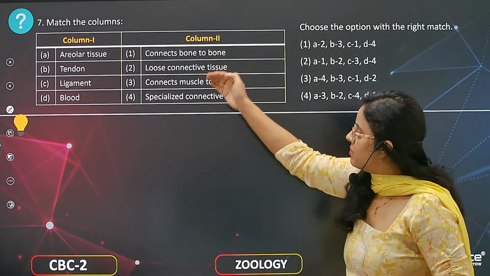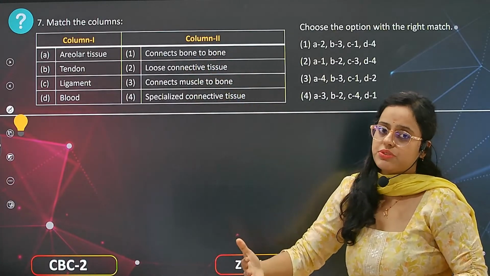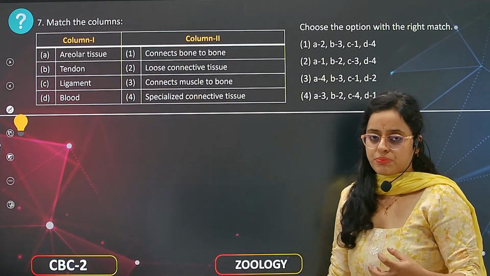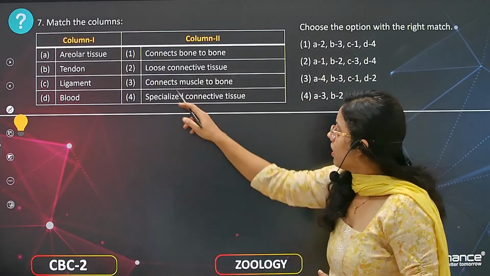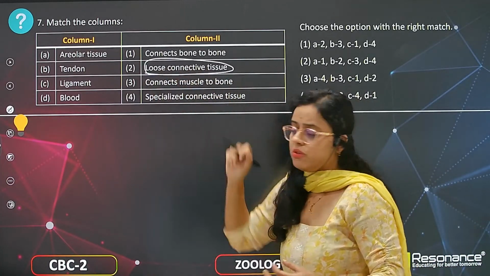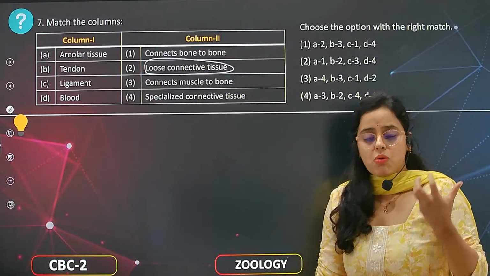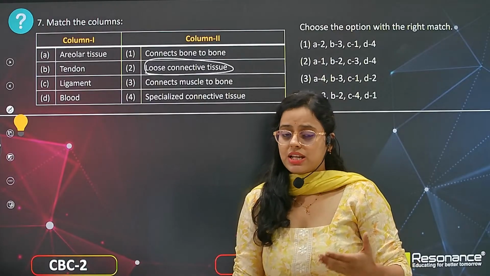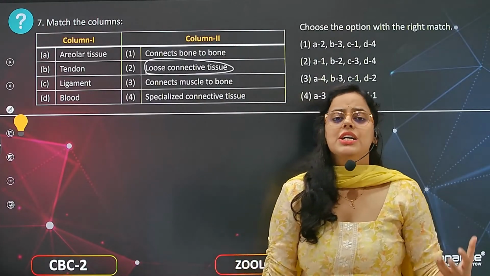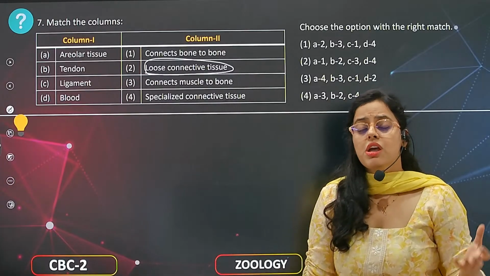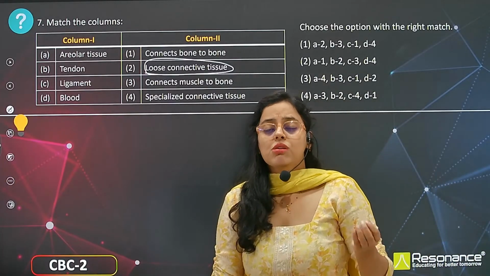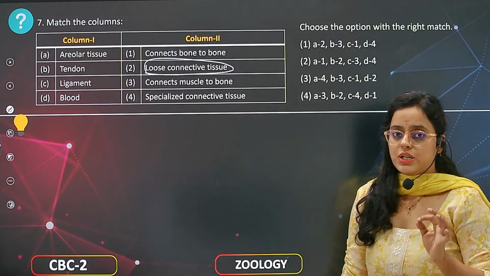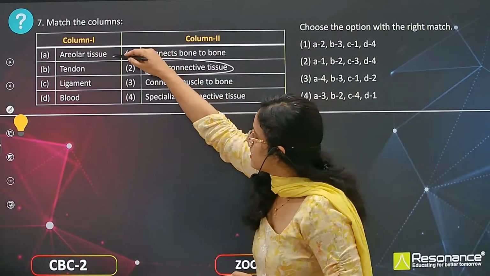So column 2 consists of all the options that I have just told you. Areolar tissue, what does it do? The areolar tissue is a loose connective tissue type. It consists of more matrix. It consists of fibers like collagen fibers, elastin fibers, reticular fibers. It consists of fibroblasts. It consists of hyaluronic acid in the matrix, mucopolysaccharides, polysaccharides. So areolar tissue is loose connective tissue. The first one is the correct answer.